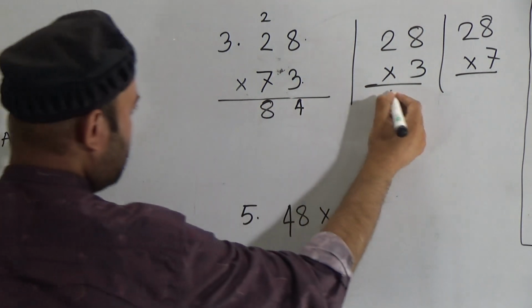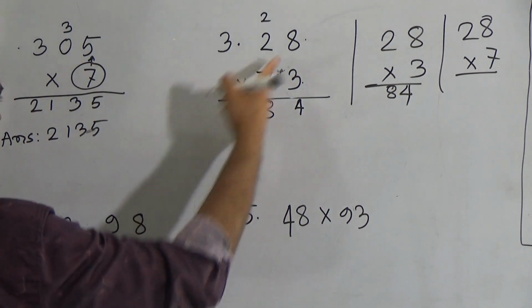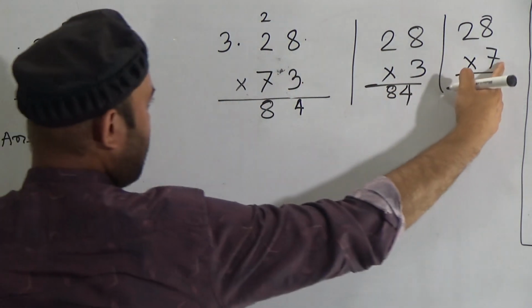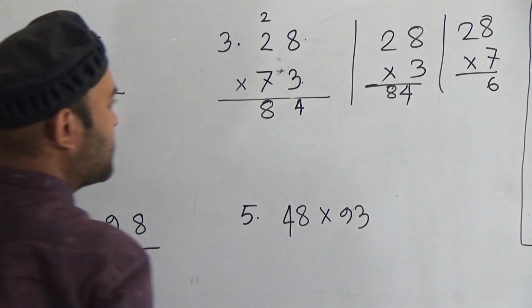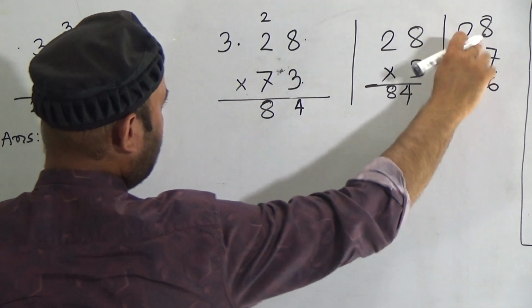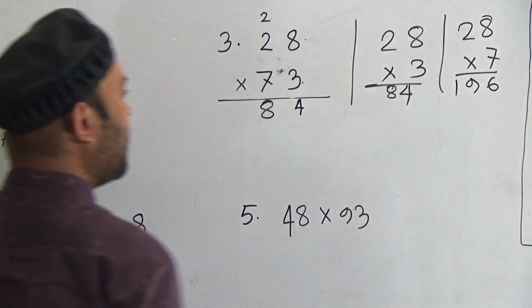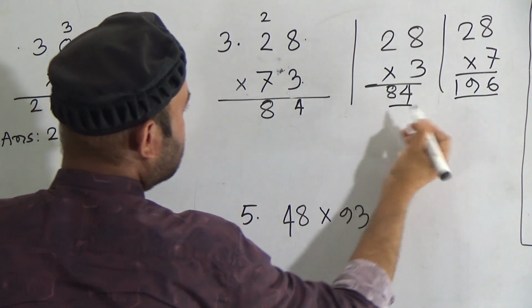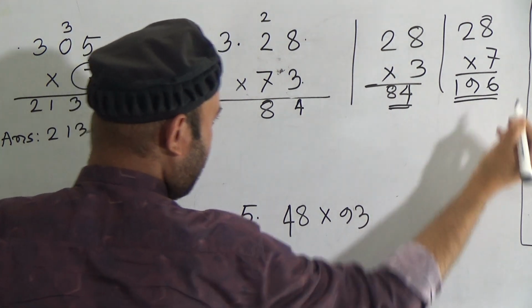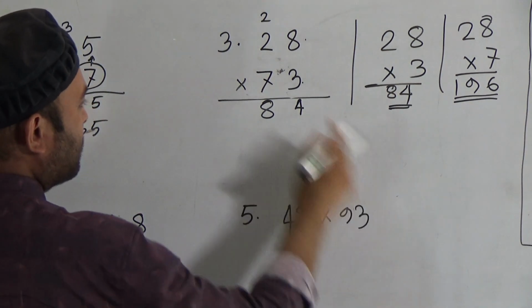Then so it is 84. Then 7 and 28, 7 8s are 56, there is carry 5, 7 2s are 14, and 5, 14 and 5, it will be 19. We have got here two answers, 84 and 196. Now what can we do?